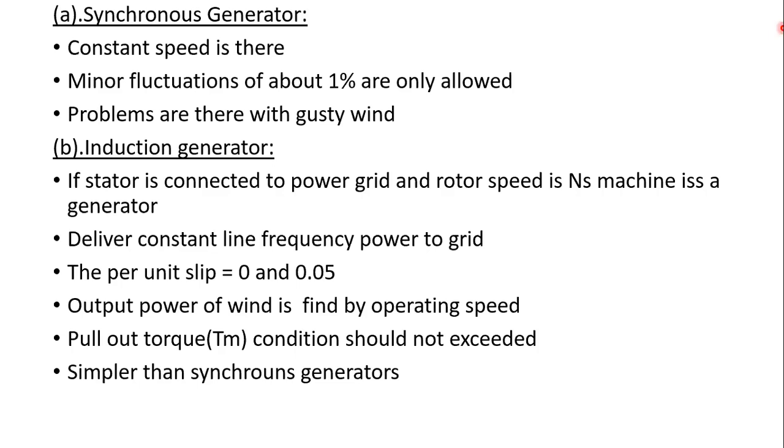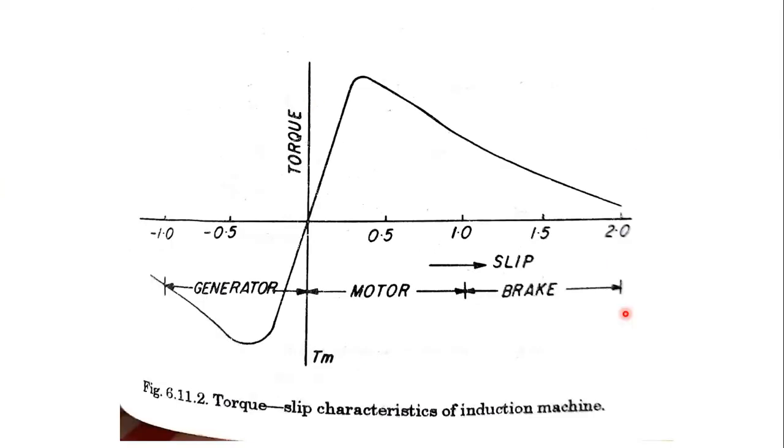And next, the pull out torque, denoted by Tm, should not be exceeded. It should not go beyond Tm. If you go beyond Tm, the speed continues to increase and the system may run away. The torque slip characteristics of the induction motor are shown here. As we discussed in earlier chapters, these are the torque slip characteristics.